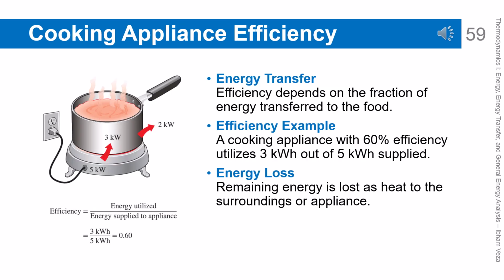Cooking appliance efficiency is determined by how much energy actually reaches the food. If the efficiency is 60%, it means a large portion of energy is still lost to the surroundings. These losses are usually in the form of useless heat. This concept is identical to the efficiency definition in other engineering systems. This emphasizes the importance of good thermal design.